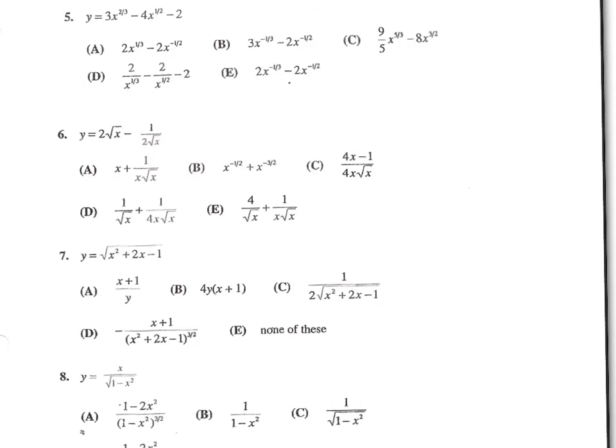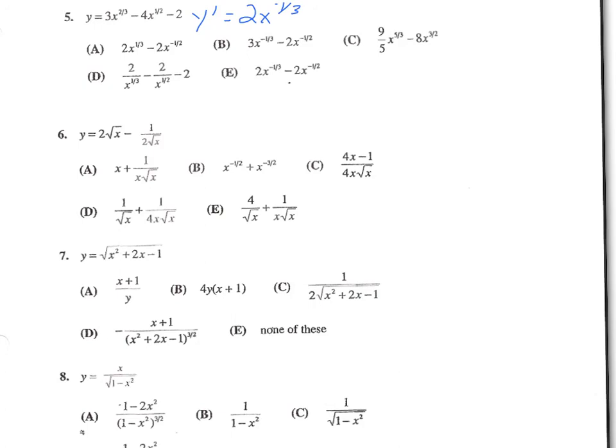Number 5, I don't need to rewrite anything, so I'll just have that the derivative is a 3 times 2/3, which would be 2. So 2x to the -1/3.